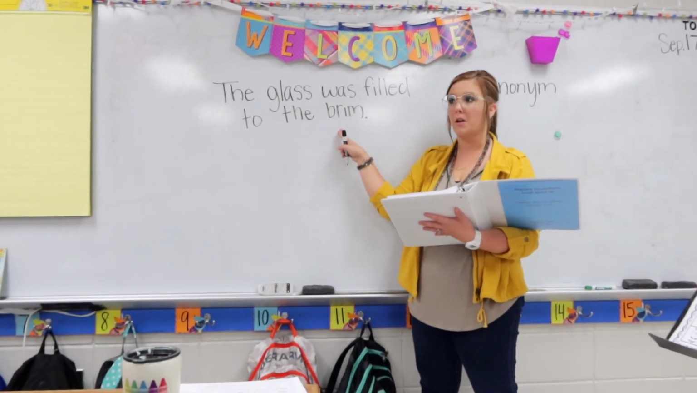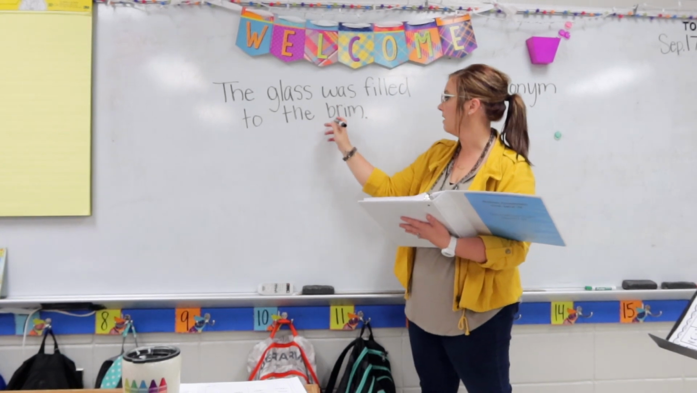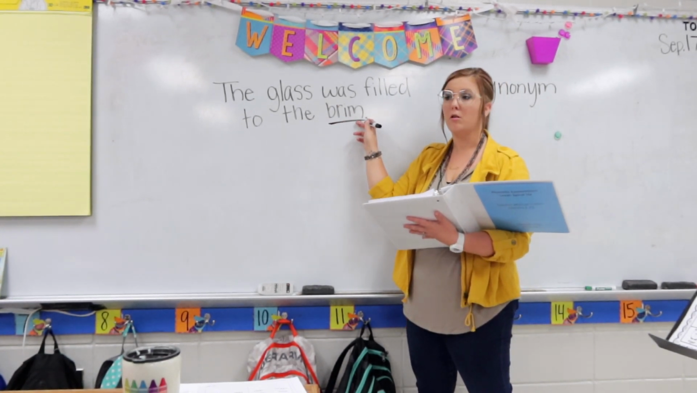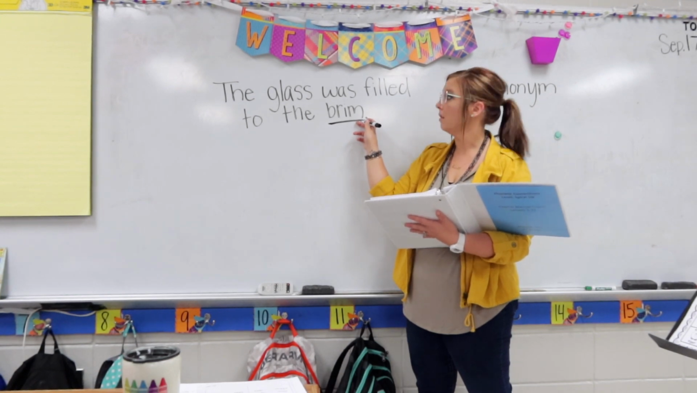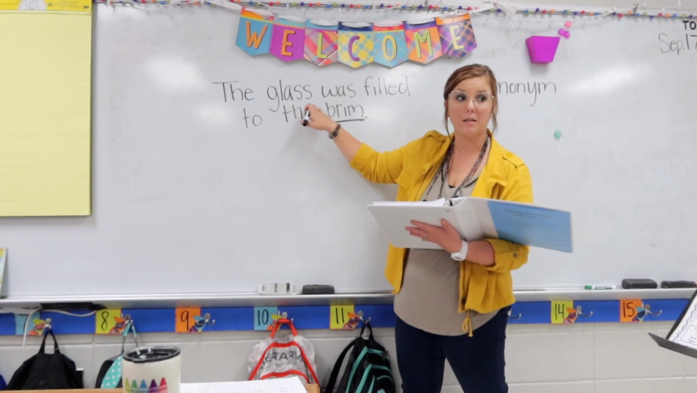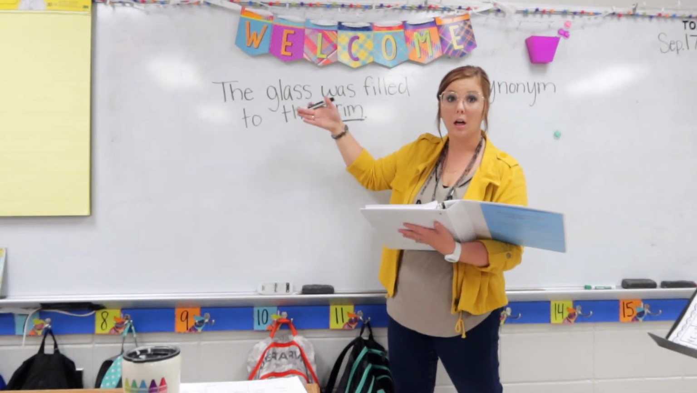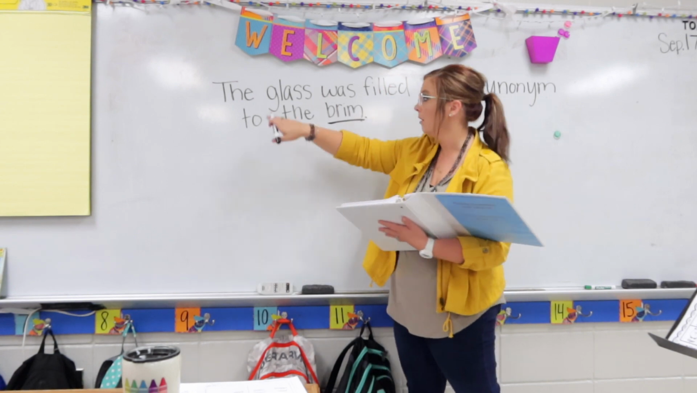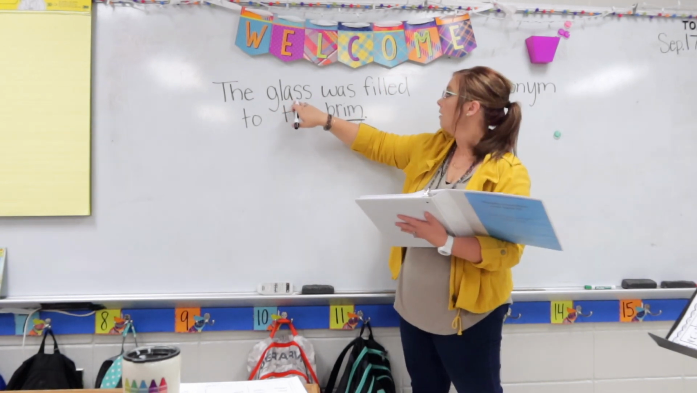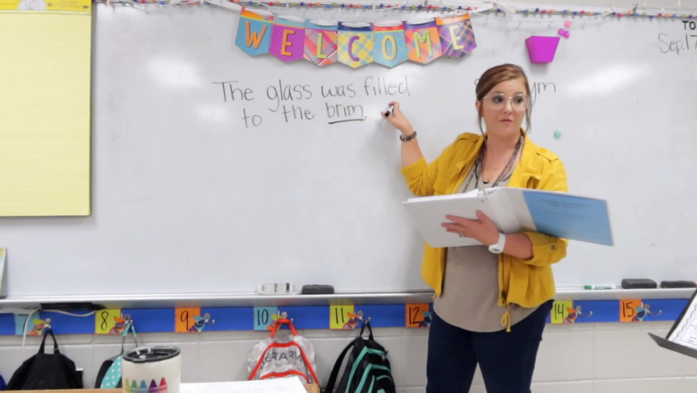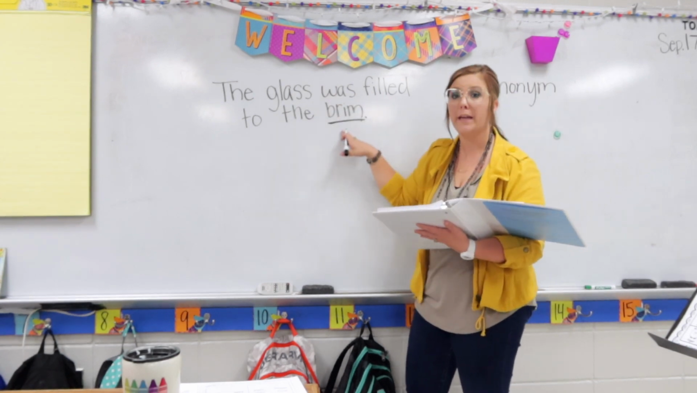What are some words in there that can help you figure out what brim is? What are we talking about in this sentence? The glass. We know a glass is a what? A cup, which is a synonym for glass, but that's not the word we're talking about right now. A glass is a cup, and the cup was filled to the brim.